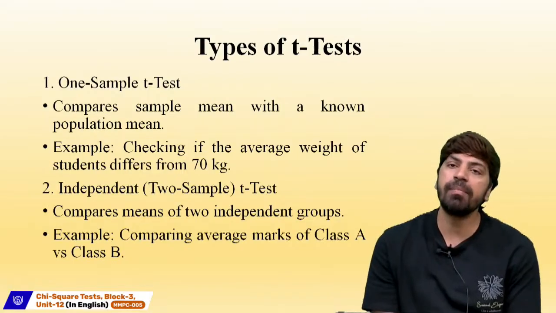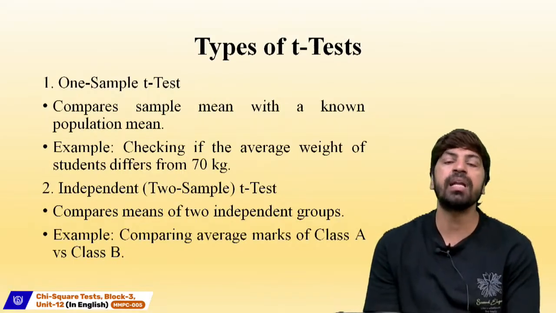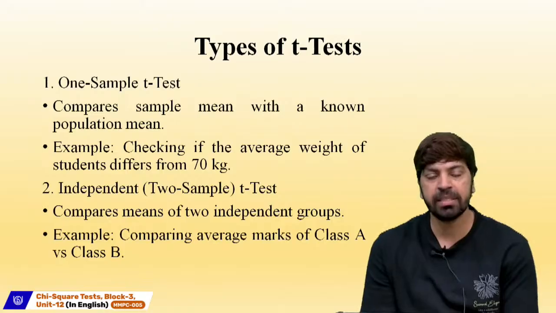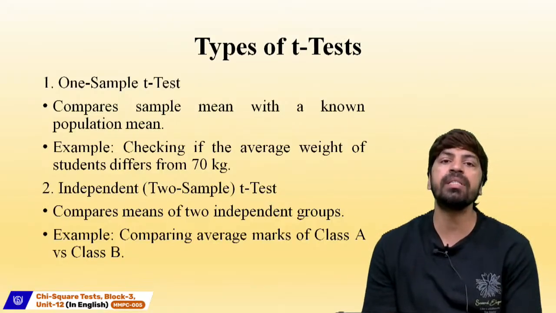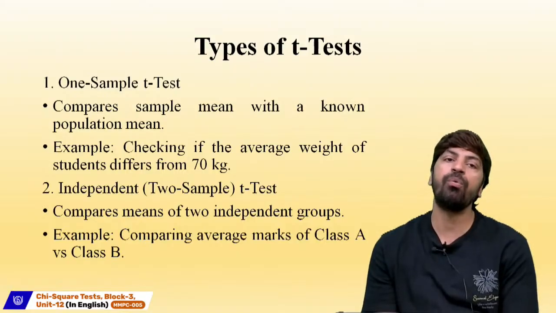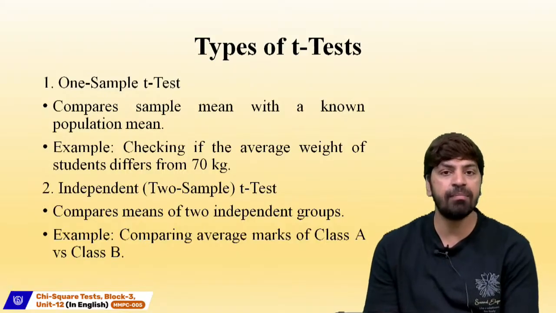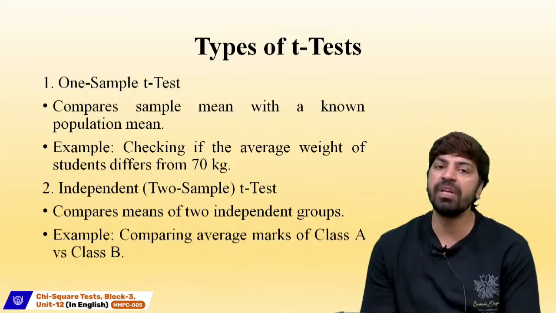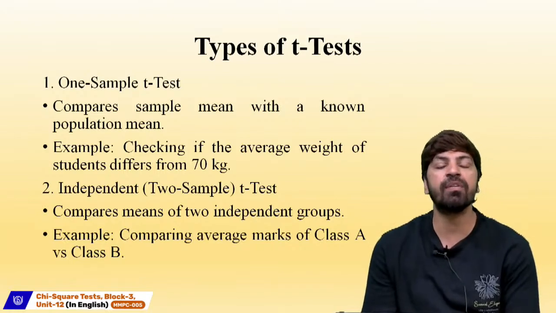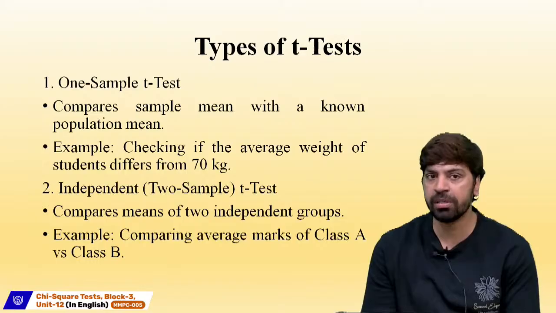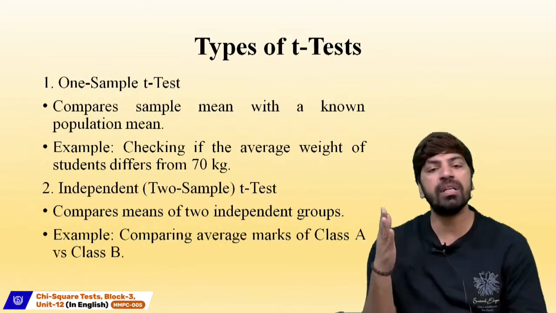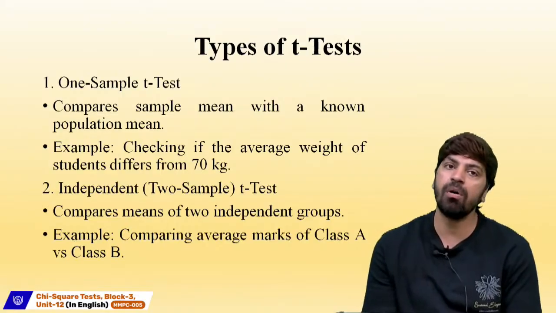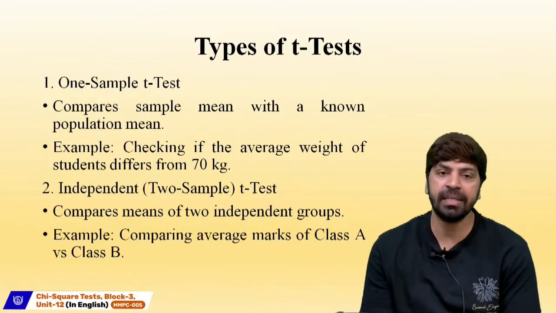Now we can come to the next section, that is the types of t-tests. The first is the one sample t-test. It compares the sample mean with the known population mean. For example, checking if the average weight of students differs from 70 kg or not. So when we compare the sample mean with the known population mean, it's called a one sample t-test.